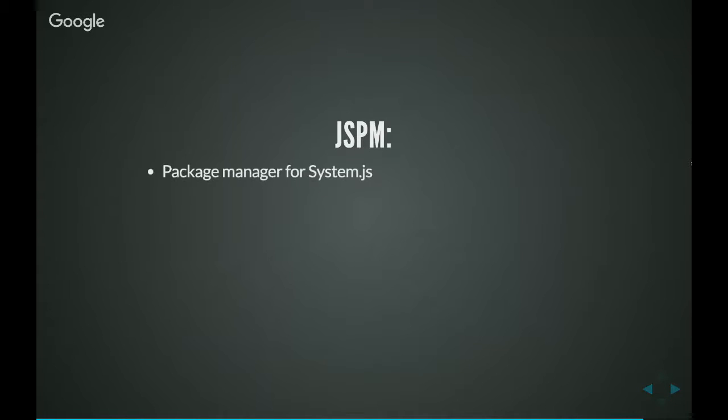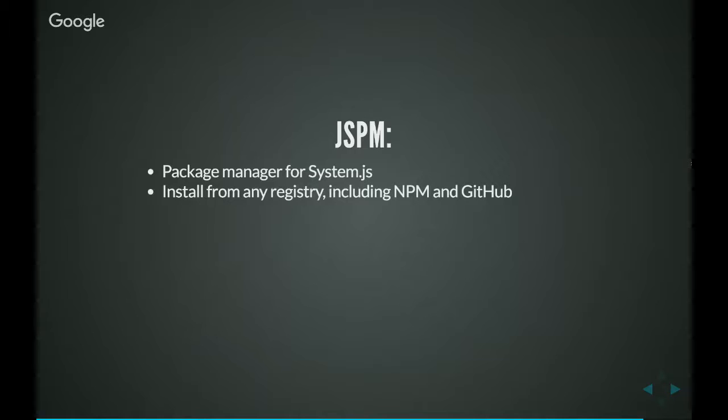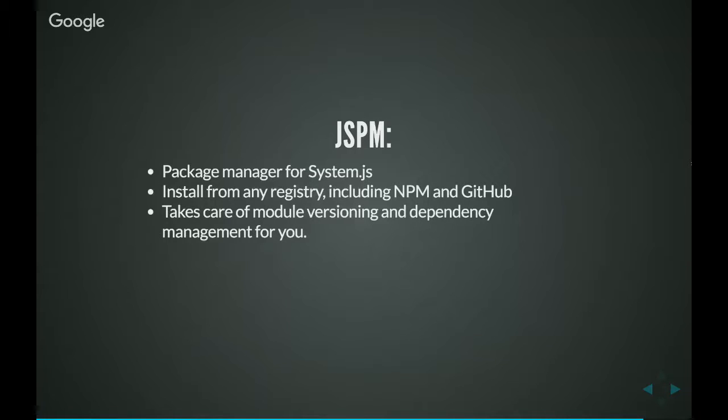JSPM stands for JavaScript Package Manager, and it's a built-in package manager for System. You can use it with any registry, so it can be NPM or GitHub. They can be basically just any registry, any module that's hosted out somewhere on the web. Where it has a bit of an advantage over just using NPM directly is that it takes care of dependency management for you. So if you have a module that's depending on a certain version of another module, it'll automatically make sure it pulls down the version that you need of that dependency.